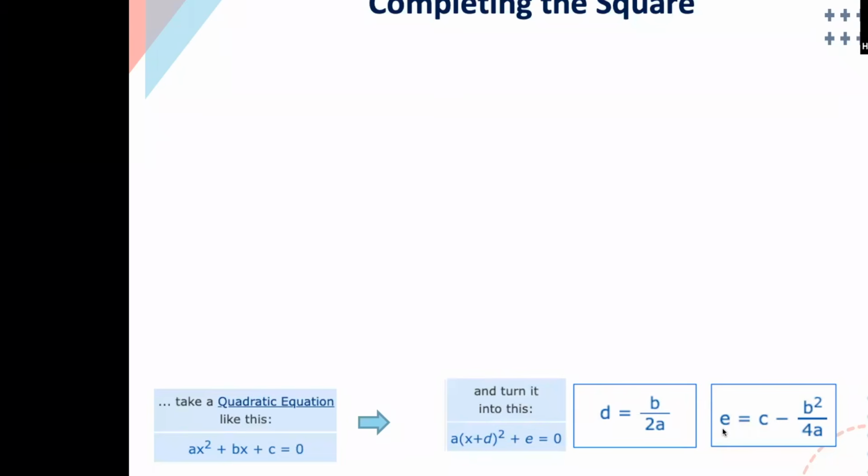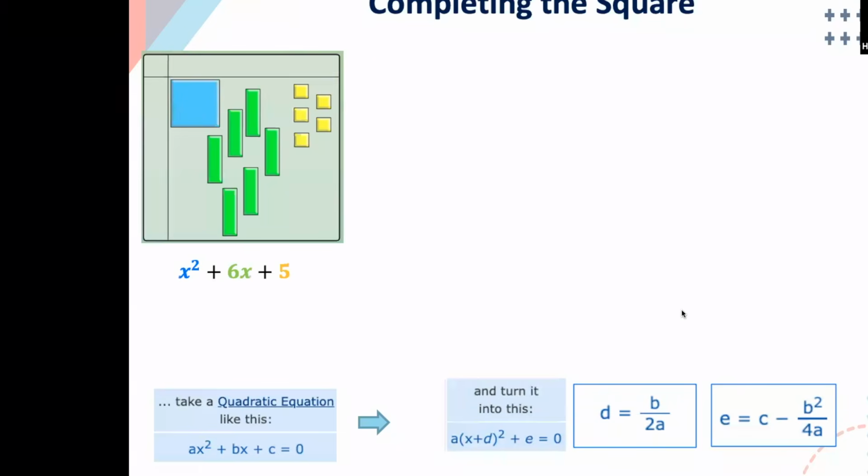We just plug the values of A, B, C into formulas that you have to memorize, to turn this quadratic equation into a vertex form, which looks like this. And there's a formula for D, there's a formula for E. You just plug them there. So let's make sense of what completing the square really means.